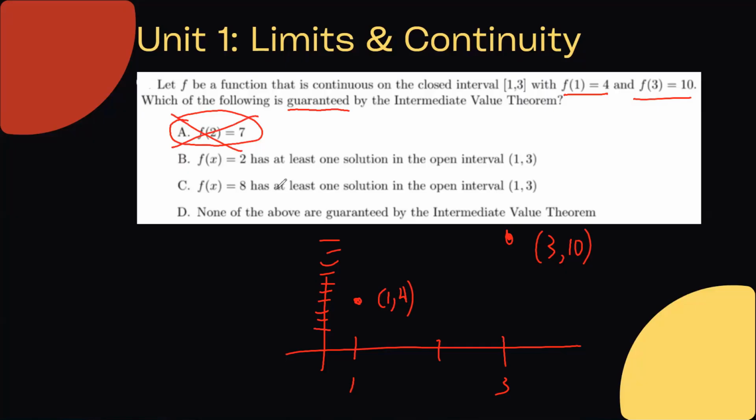F of x equals 2 has at least one solution. Well, that's not necessarily true or guaranteed. It could be, but we only know that it has to pass through the y values from 4 to 10, which 2 is outside of that range. C, f of x equals 8 is basically saying the function has got to hit the y value of 8 somewhere on the interval from 1 to 3. This one is true, so it's guaranteed by the intermediate value theorem. So that automatically eliminates D.